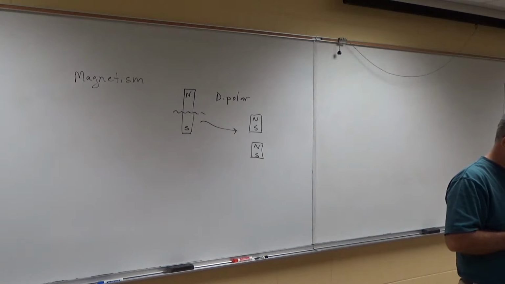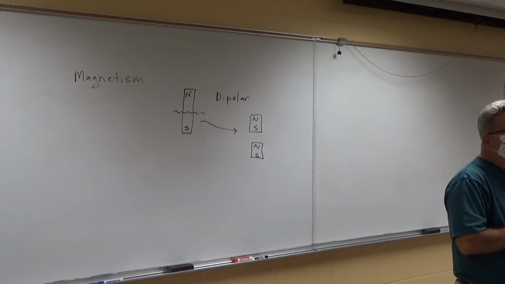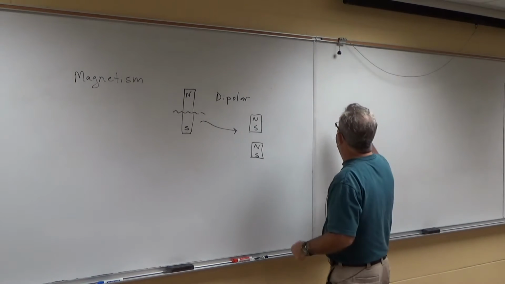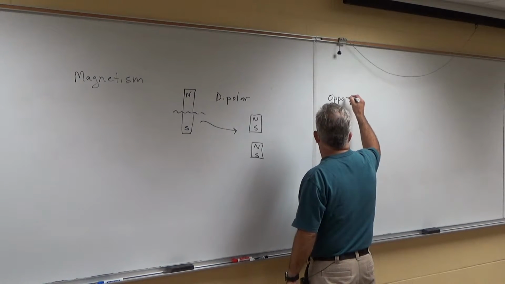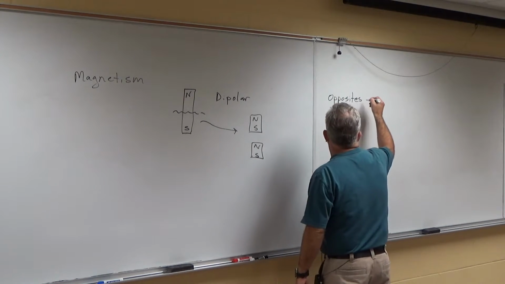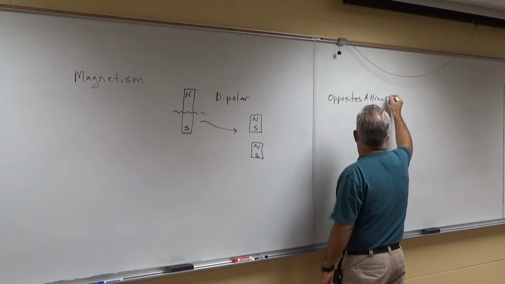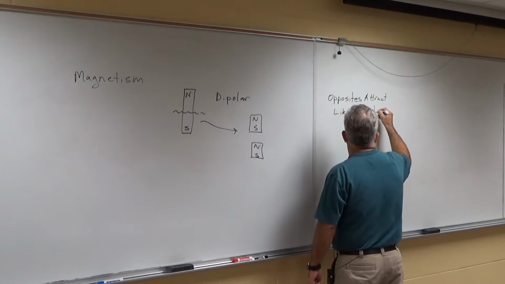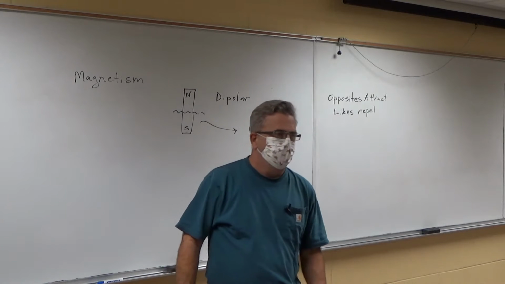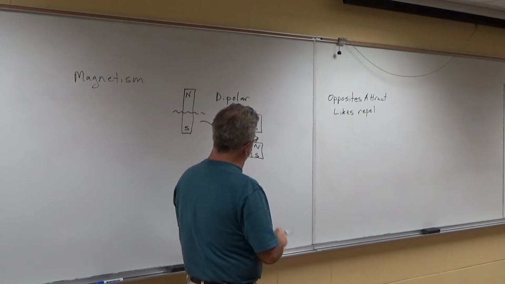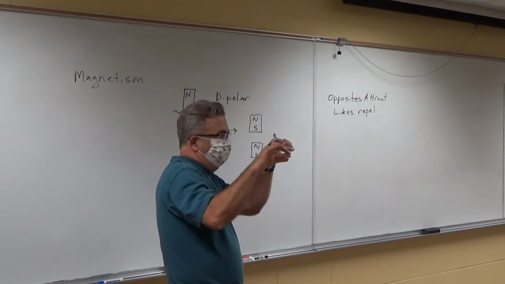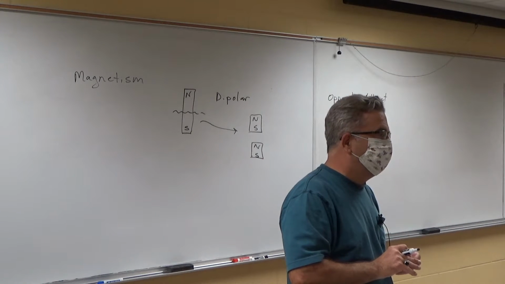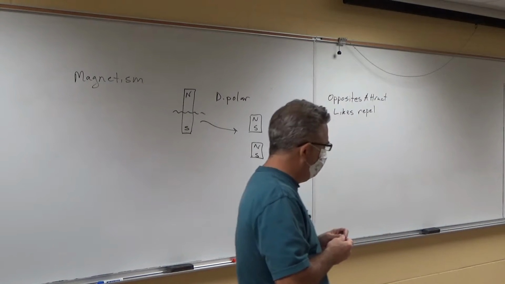What else do you know about magnets? Yeah, they're like charge in that sense: opposites attract and likes repel. You put a north and south together and they will attract one another. Two norths will repel one another. We're going to play around with these in the lab.